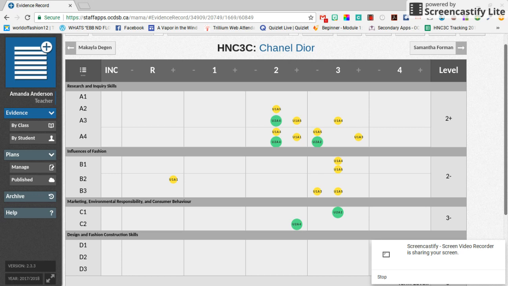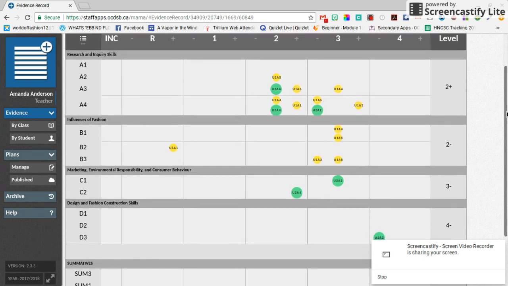Hey folks, so later on in the week, you're going to be getting a copy of your evidence record. Your evidence record has all of the marks for all the stuff that you've done in Unit 1 and Unit 2. Unit 3 and Unit 4 will be on your final report card in addition to your summative. So you can see here, it's nice in color. The yellow stuff is Unit 1, the green stuff is Unit 2.